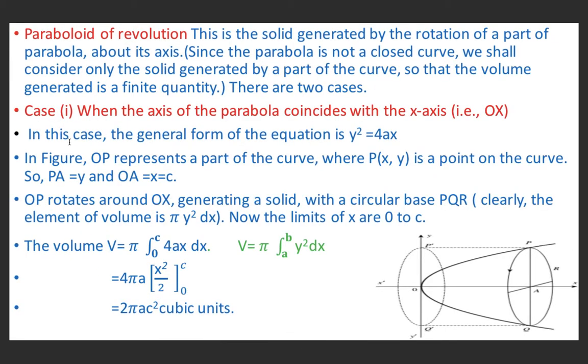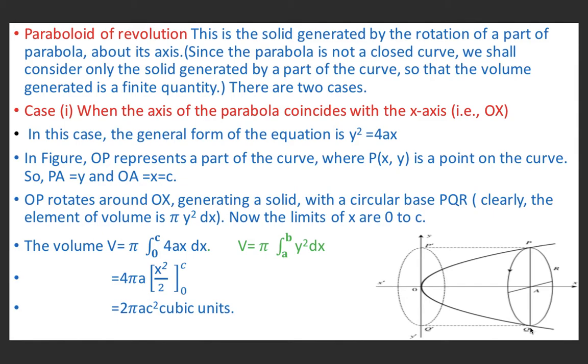Now we will find the volume of the paraboloid of revolution. This is the solid generated by the rotation of part of a parabola about its axis. This is the shape of the parabola. If we rotate it about its axis, we get the paraboloid of revolution. Since a parabola is not a closed curve, we shall consider only the solid of revolution by a part of the curve, so that the volume generated is a finite quantity.